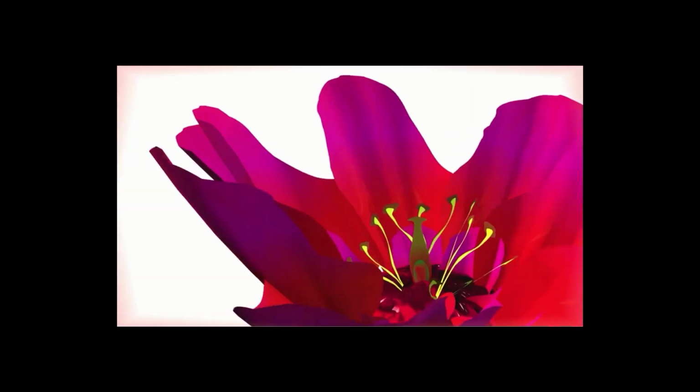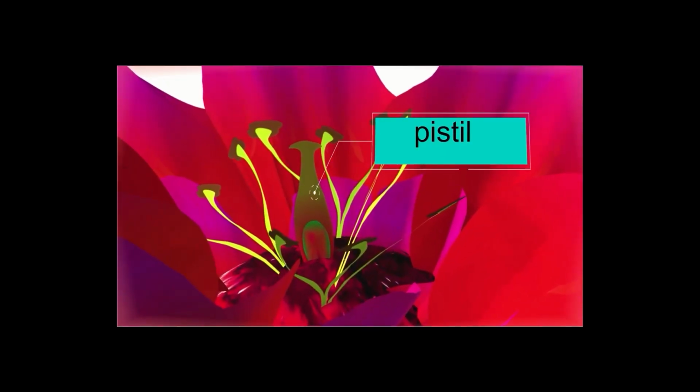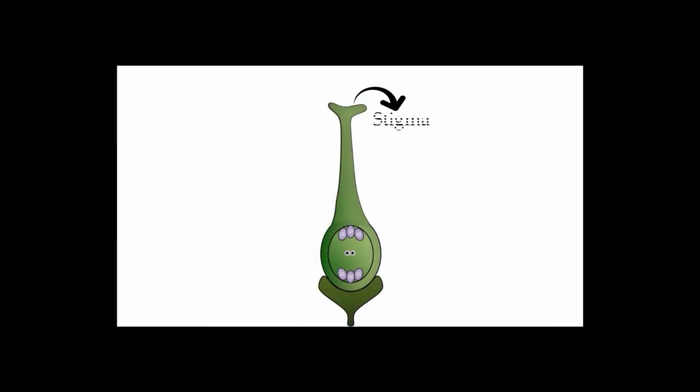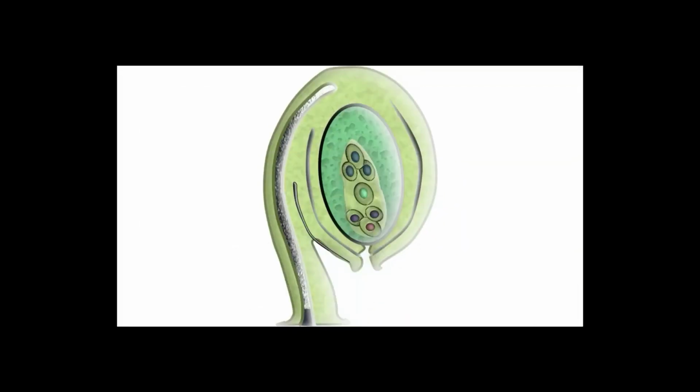Then if I talk about carpels, they are the female reproductive part of a flower and consist of stigma, style and ovary. The ovary contains female gametes or female germ cells called eggs or ovules.